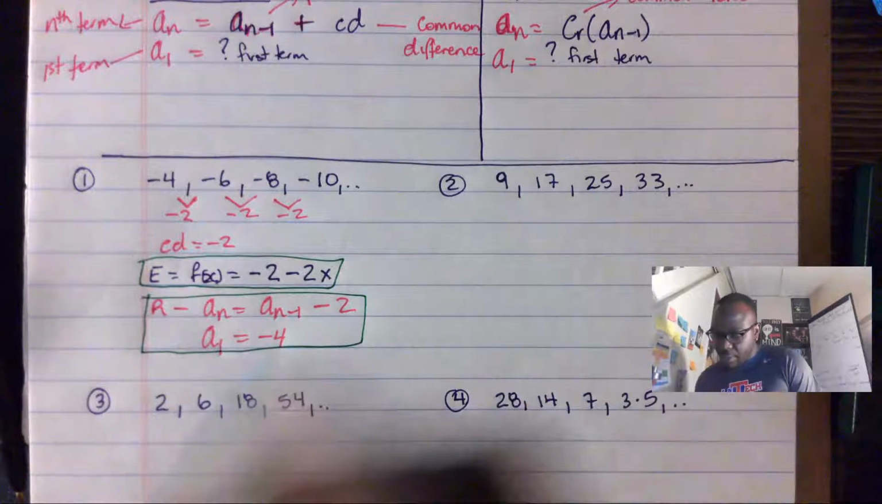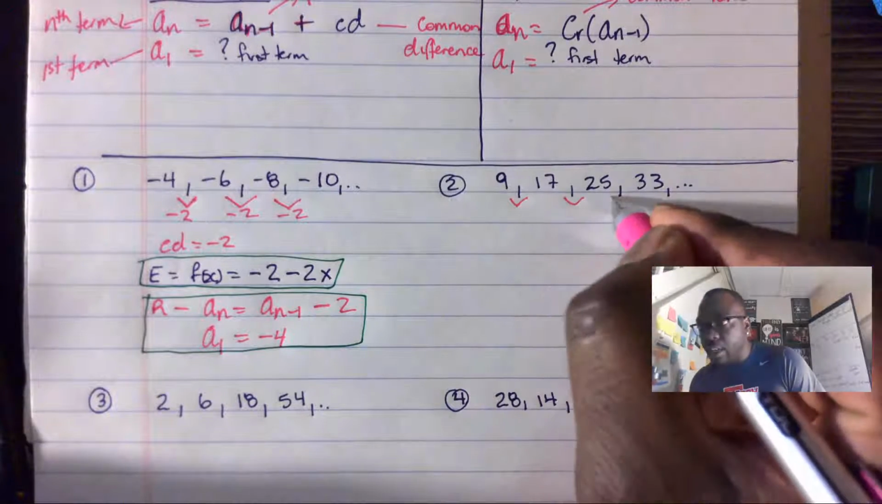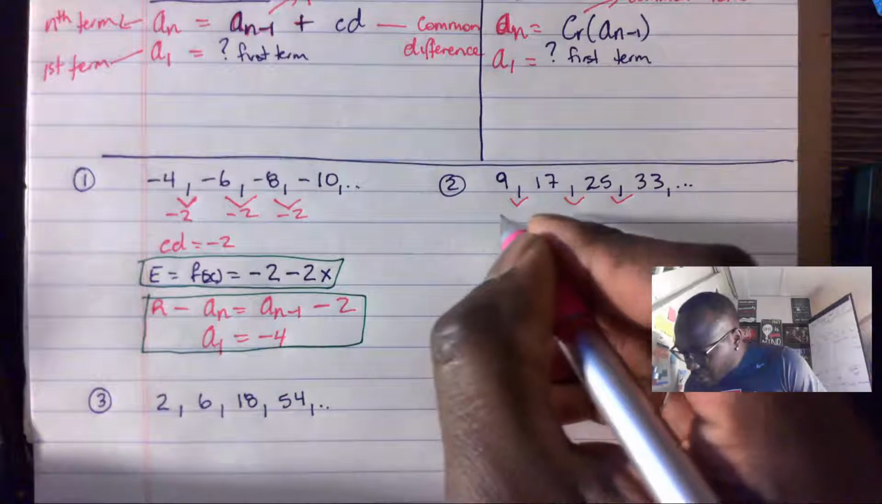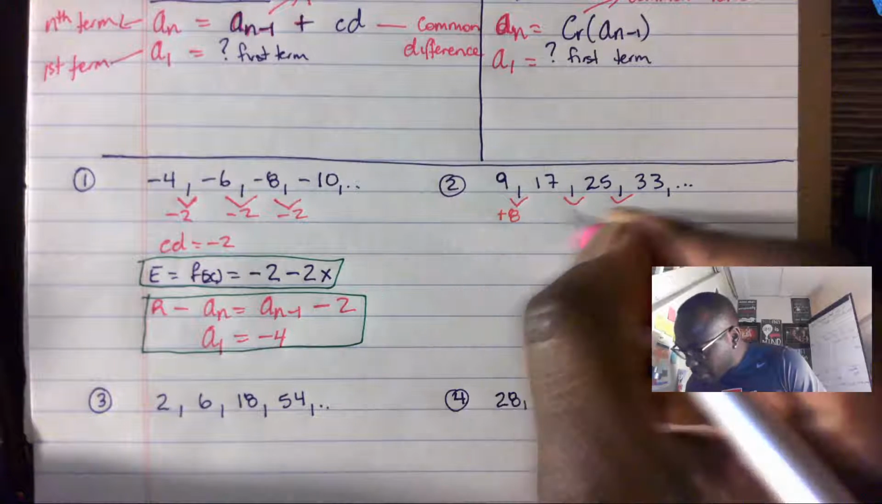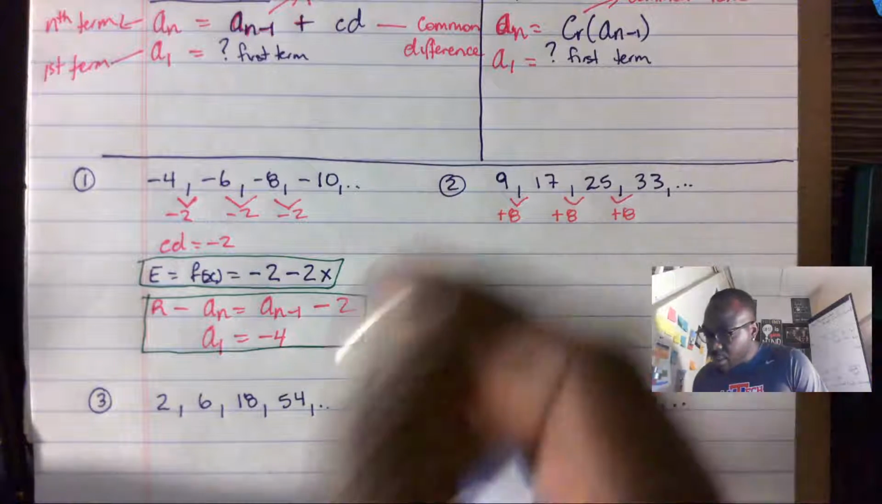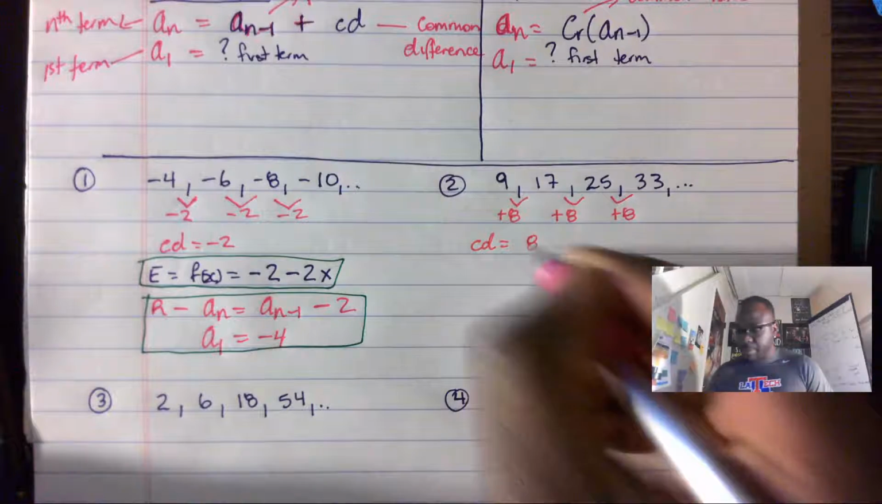How does it change? I look here and it changed from here to here. I always want to figure that out, right? When I realize here, it changed by +8. They add 8 each time. So here, my common difference is equal to +8.